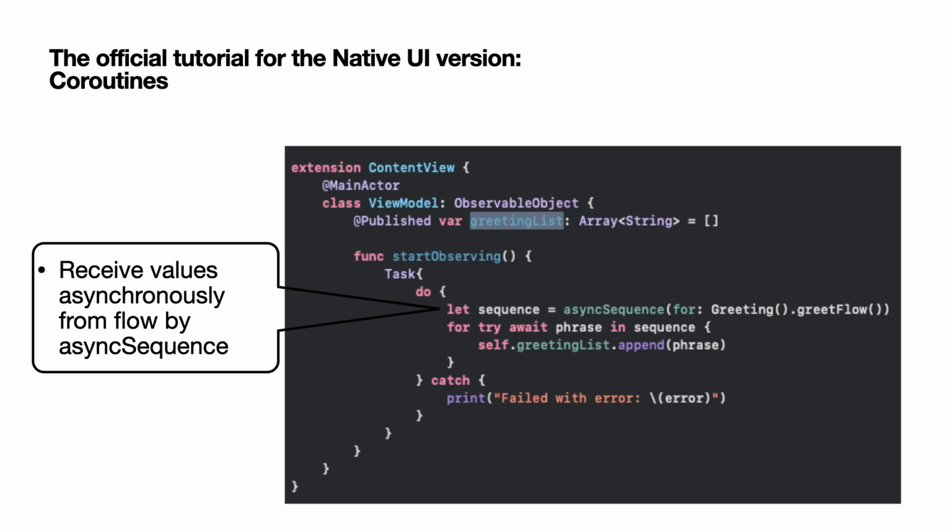In the iOS view model, an async sequence is used to asynchronously receive values from the flow obtained from the greetingFlow method. The access to greetingFlow is made possible thanks to the native coroutines annotation.